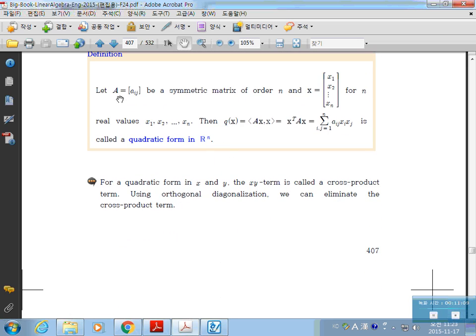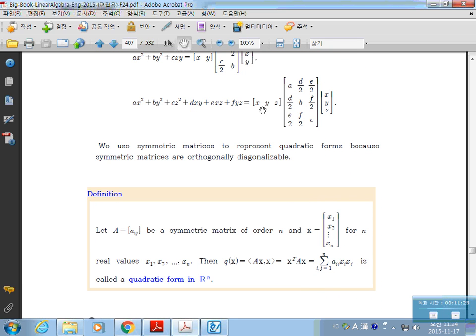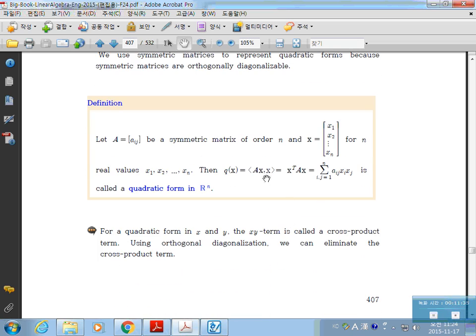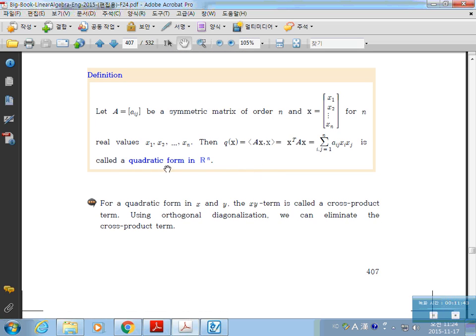Here is the real definition. Let A be a symmetric matrix of order n, and X is a vector like this. Then the inner product of AX and X, which is X transpose AX, is exactly the same as what you saw here, isn't it? So this quadratic form can be written as Q of X, which is the inner product of AX and X. This is called a quadratic form in Rn, n-dimensional.